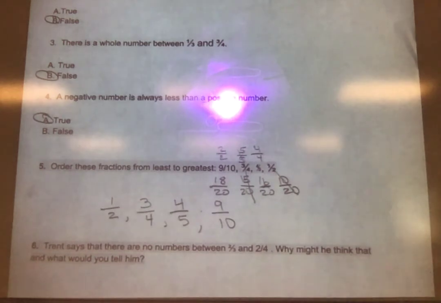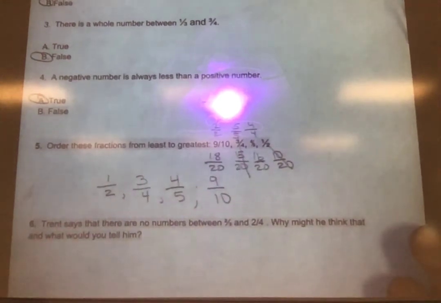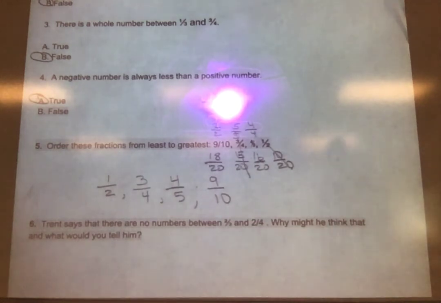Okay. And the last one, number 6, Trent says that there are no numbers between 2/3 and 2/4. Why might he think that? And what would you tell him? Well, Trent might be thinking that the numerators are both 2, so how do you get something between 2 and 2? And he's not thinking about the relationship between the numerators and the denominators there.